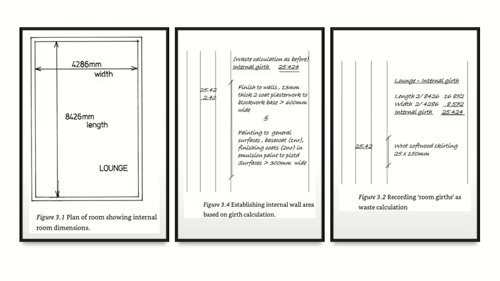So it's a lounge, one big room, if you want to call it like this. The internal this side is 8426, this side 4286. So both of them are multiplied by two, for two faces, one end and the other one. Then you add them together, this is what you get. This is waste calculation.